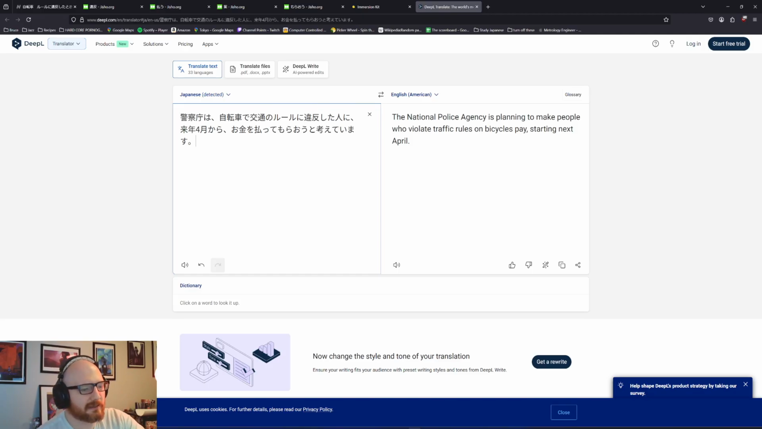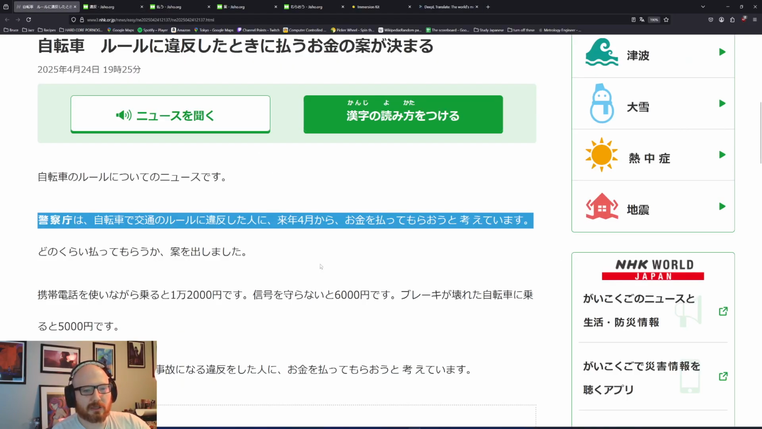Like, hey, if you break the rule in a car, that's worse than on a bike because you're driving a big clunk of metal that can easily kill someone. But someone could get pretty hurt with a bicycle accident too. Okay.